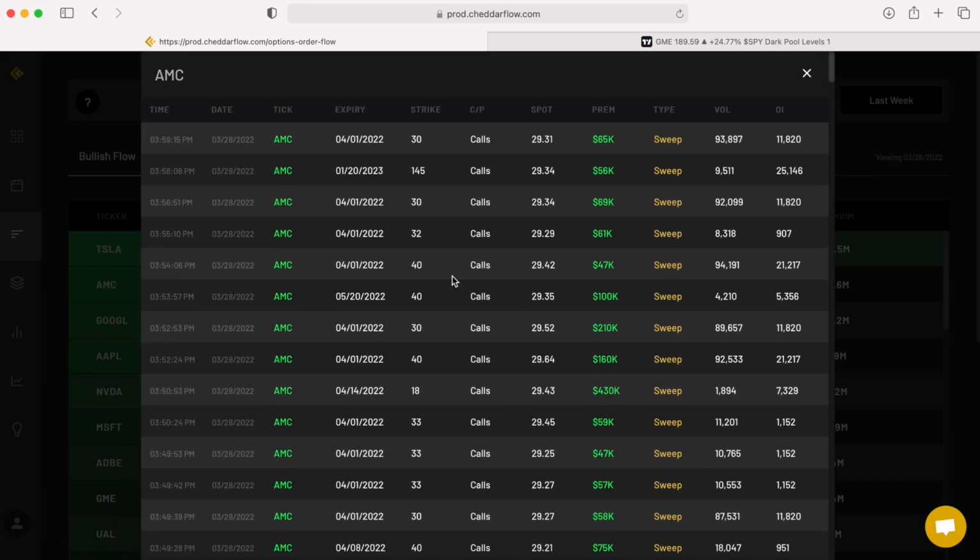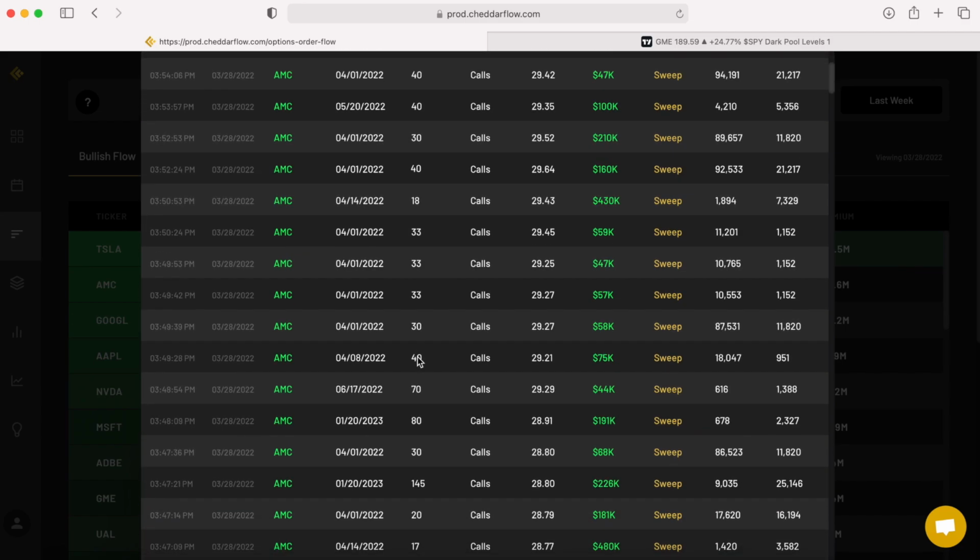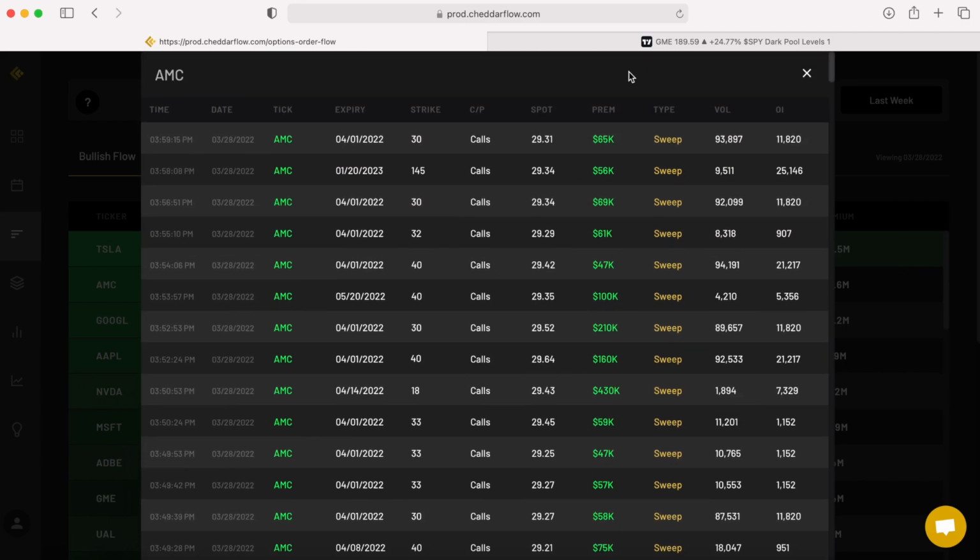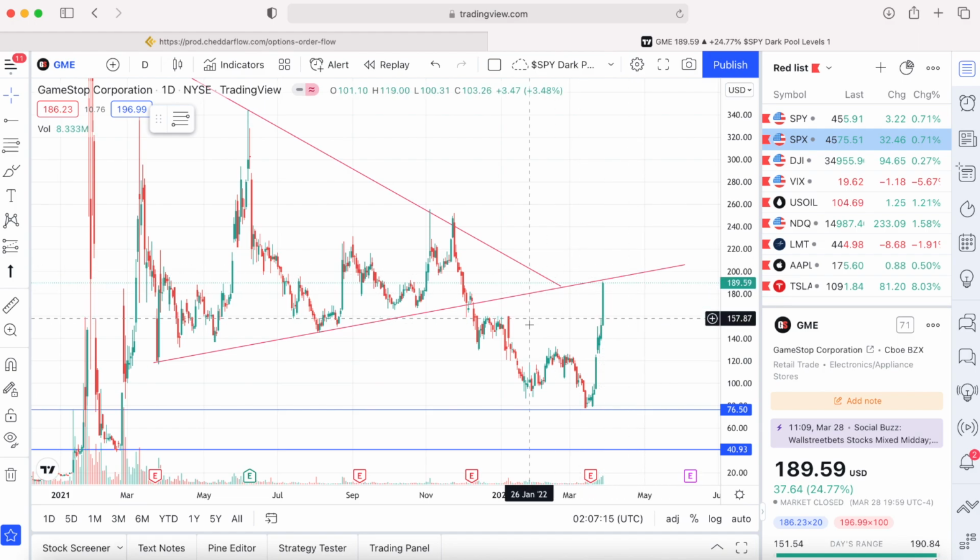No joke here. You could see a lot of these are very far out of the money. We had the 40 calls happening here, 30 call, another 40 call right here. So these are very bullish bets. People are betting this thing may continue with that path that I showed you of GME.